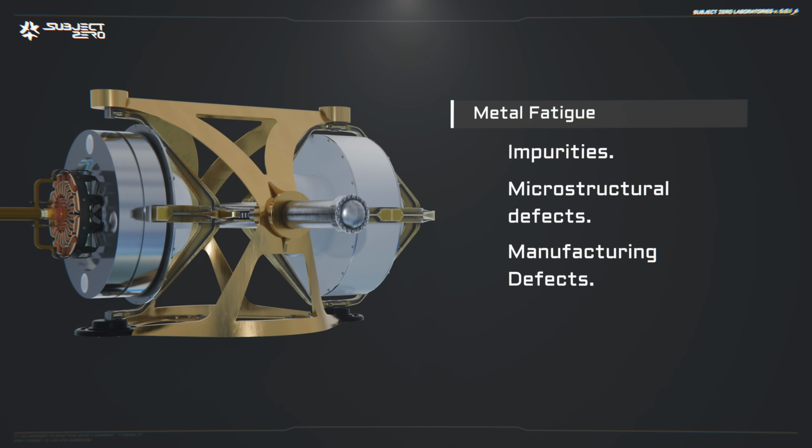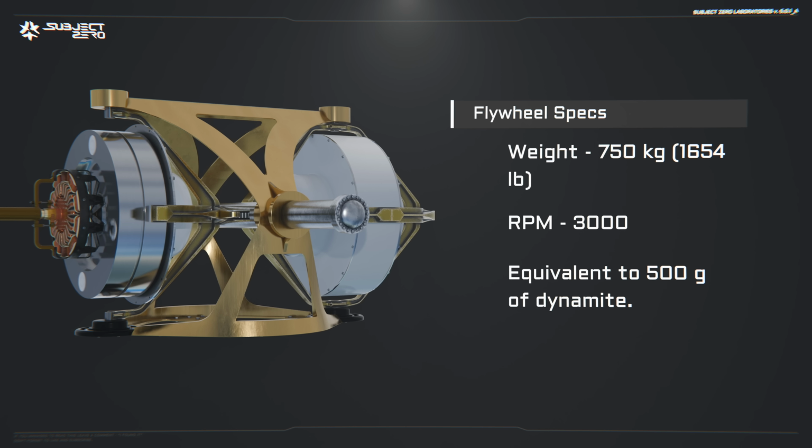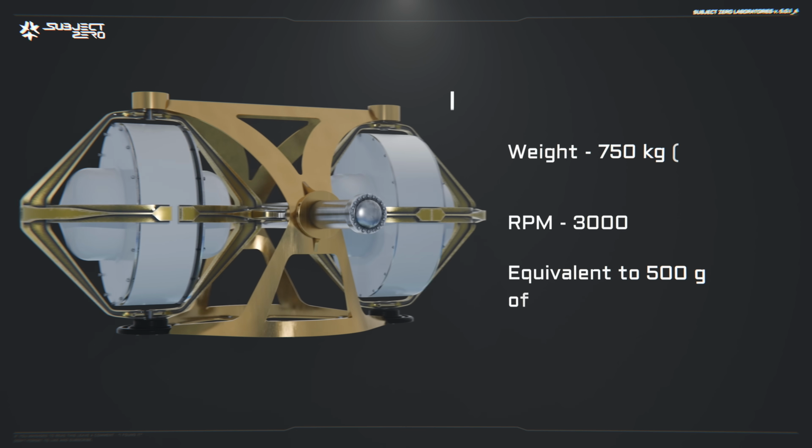Material fatigue is a big issue for any high RPM system, and that is especially true for heavy spinning flywheels. With 2,750 kilograms, the rotational energy of the flywheel at 3,000 RPM is equivalent to 500 grams of dynamite each. While 1 kilogram of dynamite sounds scary, this problem can be completely mitigated by a strong casing containing the explosion. However, while an explosion can be contained, the real problem is derailment.